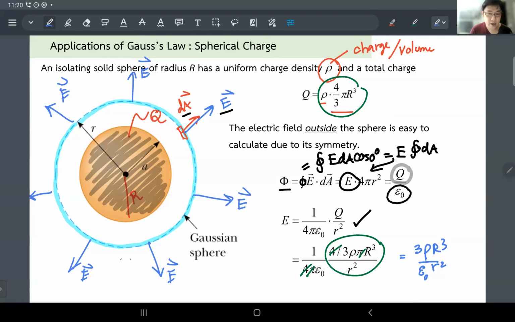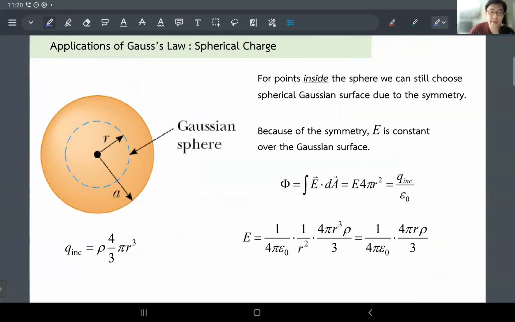Now, the more challenging question is, what about the electric field inside this ball of charge? Interested? Here you go, guys. What about the point inside? However, you still have the spherical symmetry, because it's a ball. So you still choose your Gaussian surface to be a sphere. There's nothing else for you to pick now. So that's your Gaussian sphere right there.